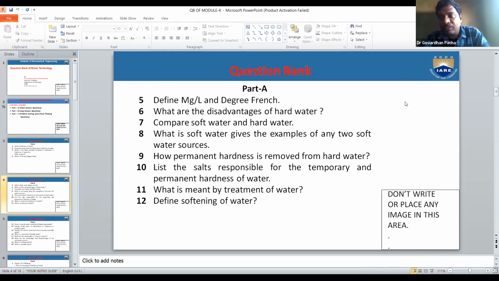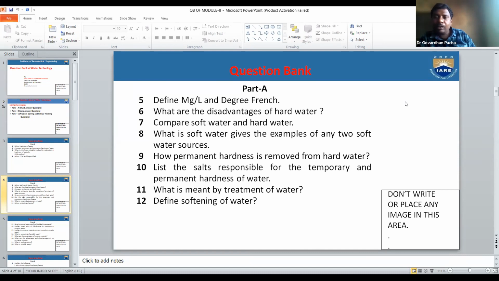And the second disadvantage is if you use hard water for cooking purposes, it is not boiled rapidly and it takes so much time. That means gas consumption takes place. And next, compare soft water and hard water.